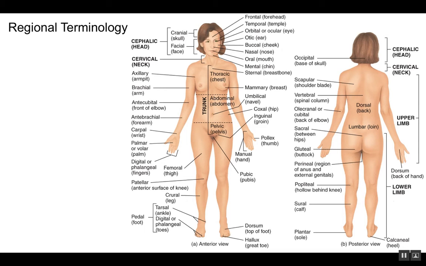Let's look at some names that correspond to specific regions in the human body. Now, this might look pretty exhaustive. There's a lot of terms that describe regions of the body. At some point throughout A&P 1 and 2, we will have mentioned and used a lot of these words.